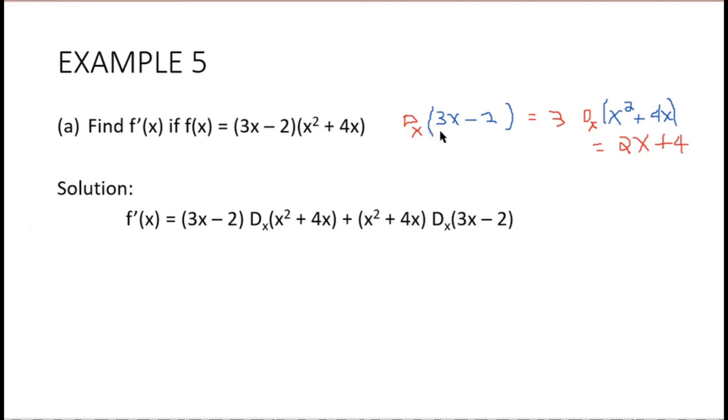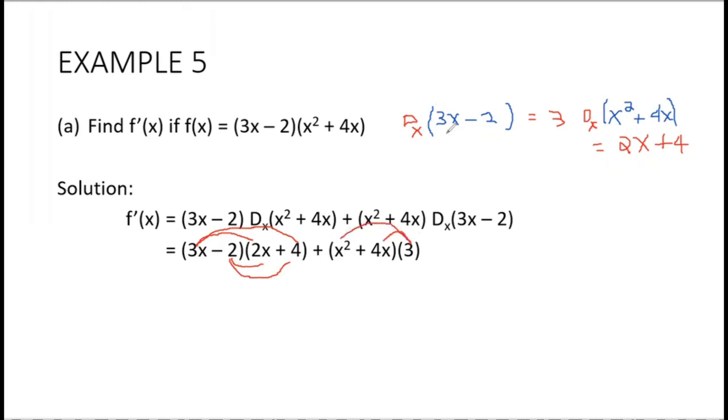So, nakuha na natin yung derivative ng 3x minus 2 at yung derivative ng x squared plus 4x. So, pwede natin gamitin dito. So, 3x minus 2 times the derivative ng x squared plus 4x, yan ay 2x plus 4. Then, x squared plus 4x times the derivative ng 3x minus 2 ay 3. Okay? Then, pwede natin siyang manipulate. Kuhanin lang natin yung 3x, i-apply natin yung distributive property. Yan. Okay? Then, sa kabila din, distribute natin yung 3.